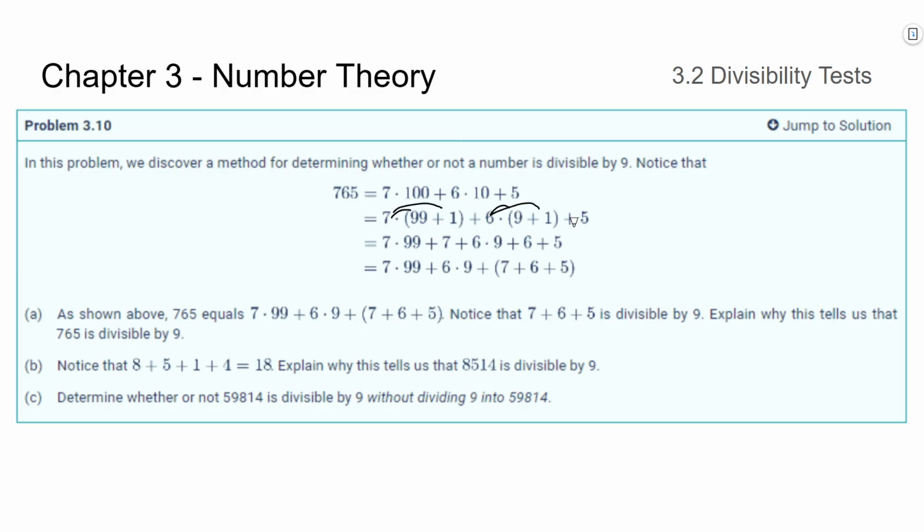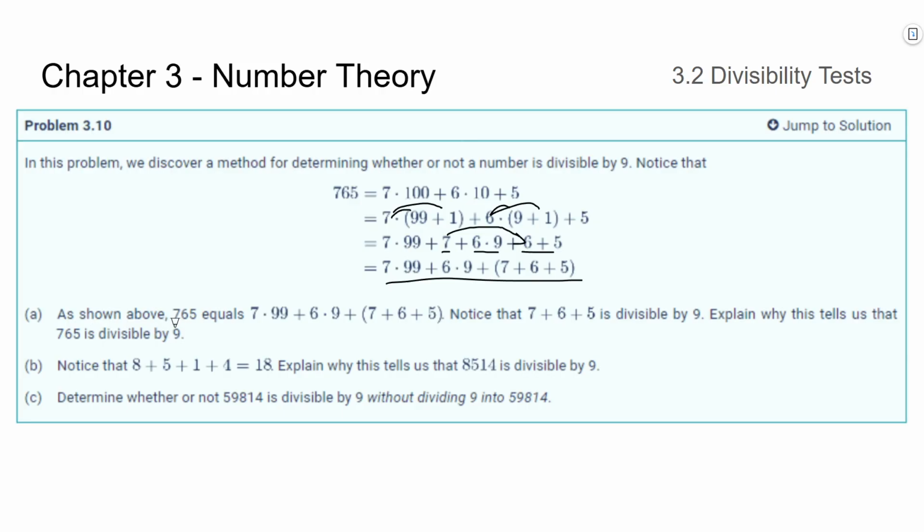Okay, so far so good. I'm following. Then what do we do here? Okay, so we just moved this over here. We can use the commutative property to put all the addition together. So we have 7 times 99 plus 6 times 9 plus, and then all of our addition. Okay, good so far. So yeah, I noticed that. That's good. I'm fine with that.